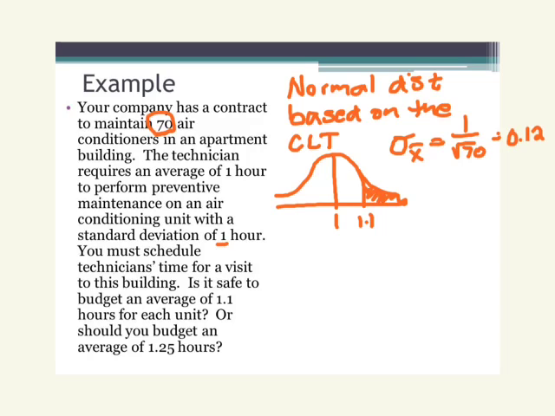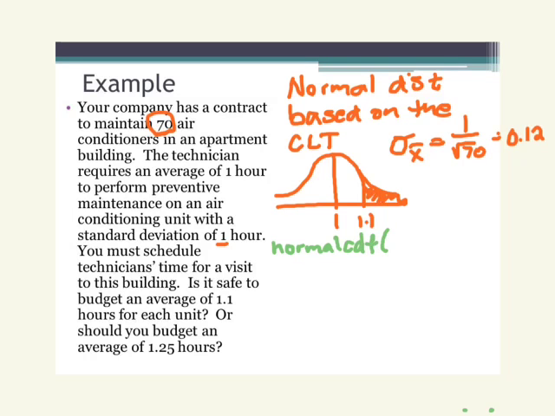And now we're ready to find our shaded region, just using a normal CDF. So if we use our normal CDF, sorry there, I experienced some technical difficulties. All right, so our lower limit is 1.1. Our upper limit is 1E99. Our mean is 1, and our standard deviation is 0.12. So if we calculate this probability, we're going to end up with a probability of 0.2023.